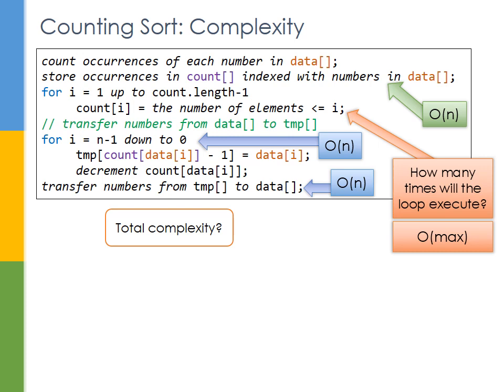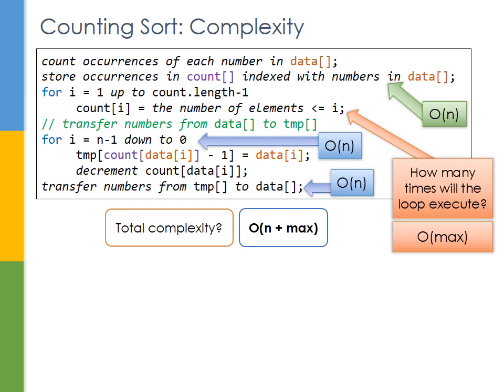Well, we just add then these various complexities because they follow one another. So we have O(n) plus O(max) plus O(n) plus O(n), or in other words, we have 3n plus max. Now we can discard the 3 because we're interested in asymptotic complexity, which then means that our overall complexity is O(n + max).